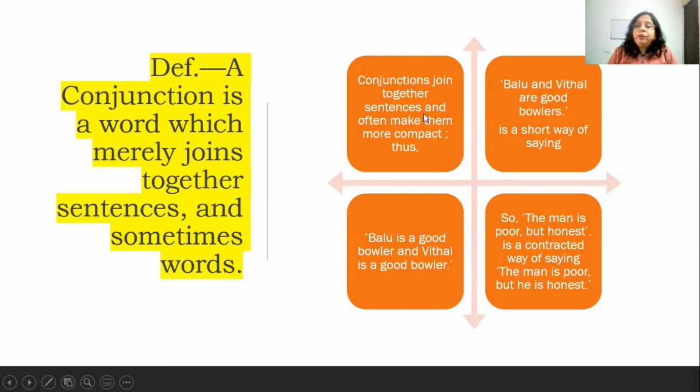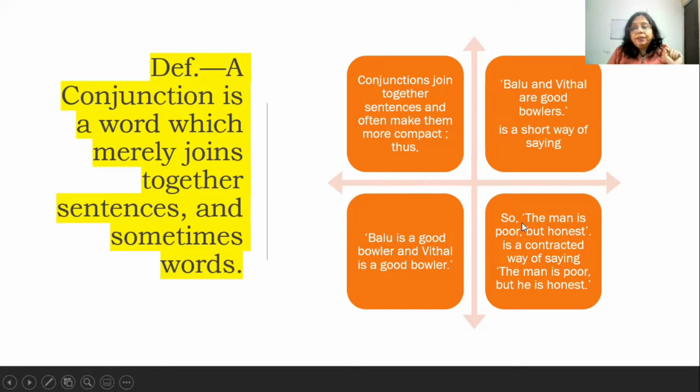Conjunctions join together sentences and often make them more compact. Thus, if I say Balu and Vittal are good bowlers, it is a short way of saying the sentence Balu is a good bowler and Vittal is a good bowler. So instead of saying 2 different sentences, I can combine them into one single sentence, which is a better version of the other 2 sentences, and that is Balu and Vittal are good bowlers.